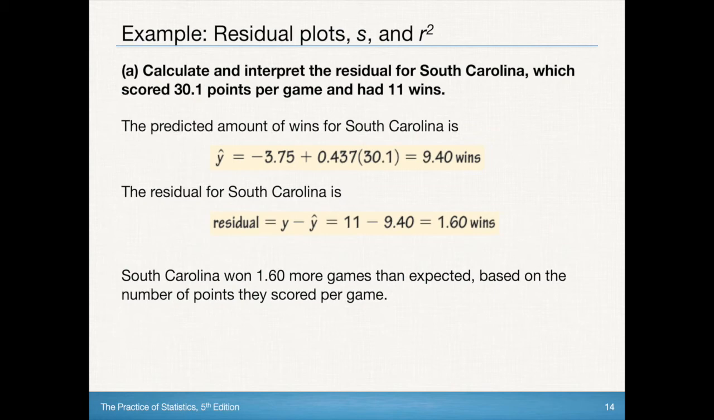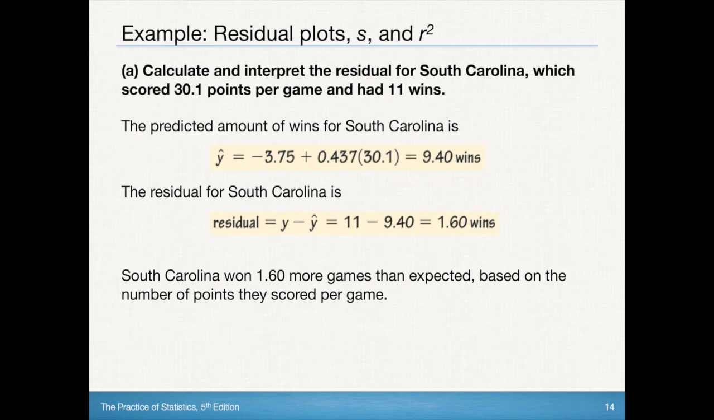Calculate and interpret the residual of South Carolina, which scored 30.1 points per game and had 11 wins. So again, we start very simply with the least squared regression line, because in order to calculate the residual, we have the observed value, but we need the predicted value. I show in my class a way to use your calculator to go from the beginnings of data in order to calculate both the residuals based upon calculating the predicted values very much recursively, so that you don't have to calculate each one individually. So definitely go learn that technology. It's going to help you along.